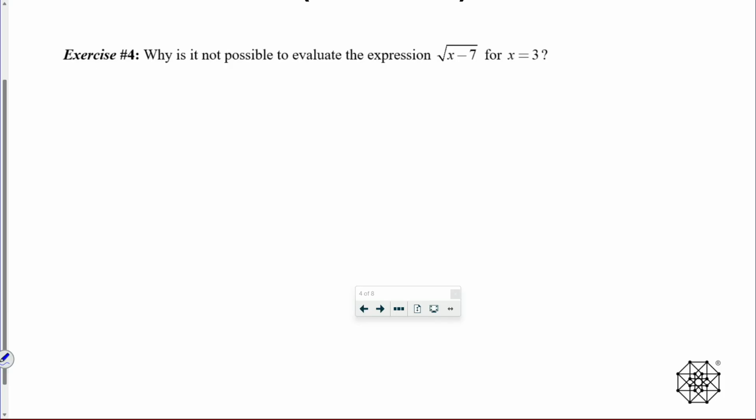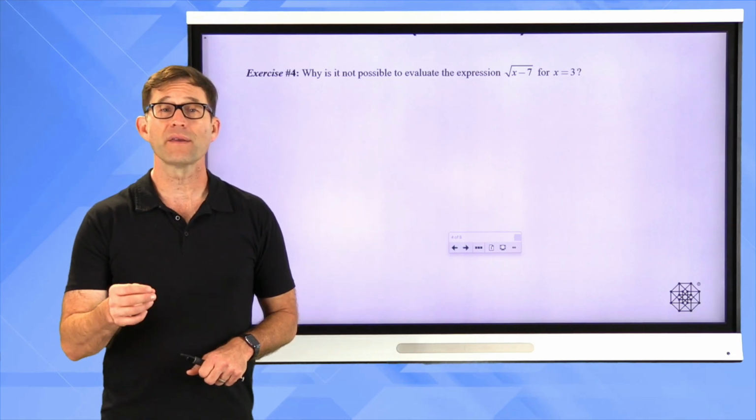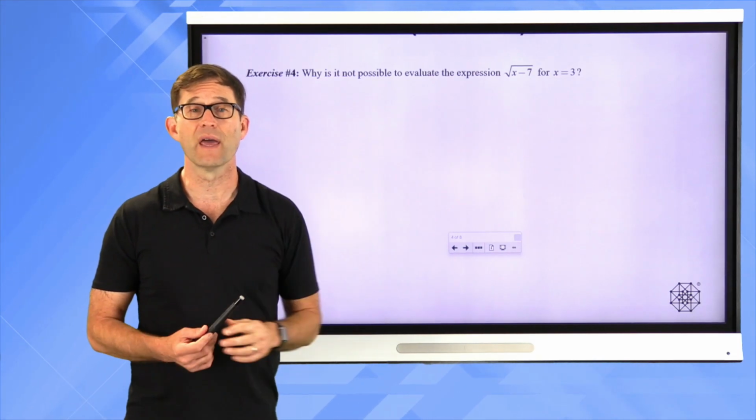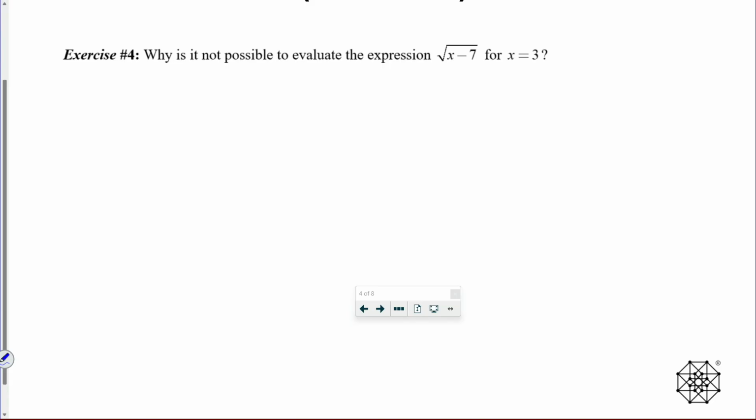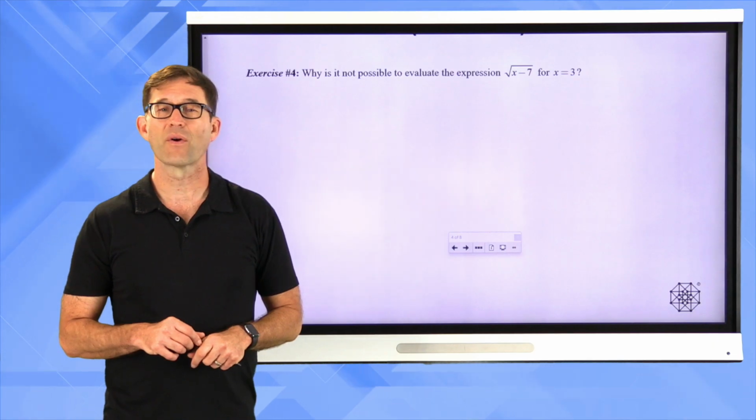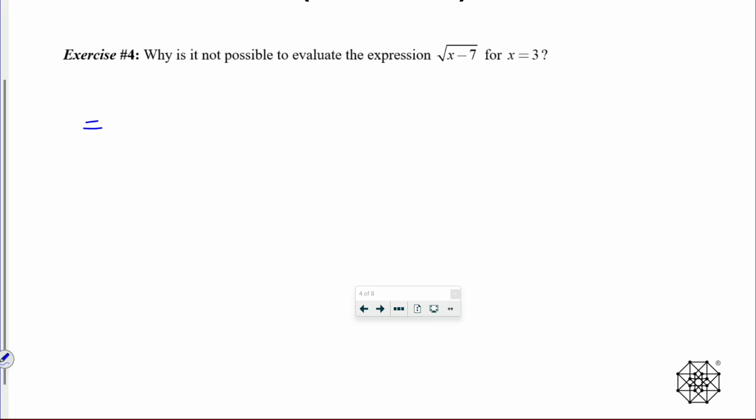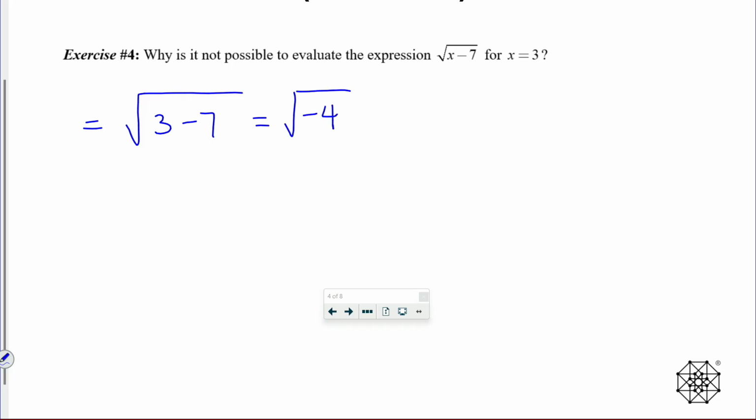Why is it not possible to evaluate the expression the square root of x minus 7 for x equals 3? All right, what I'd like you to do is try to evaluate this expression when x is negative 3. Go ahead now. All right, well, let's take a look. So if I try to put that in, then what I'll end up having is the square root of 3 minus 7, which is the square root of negative 4, which is what?